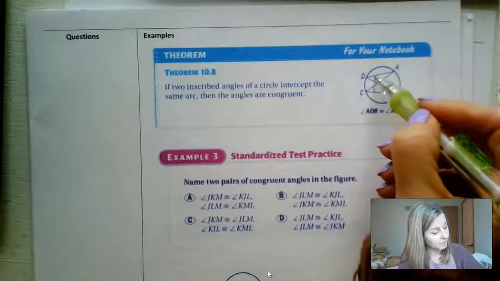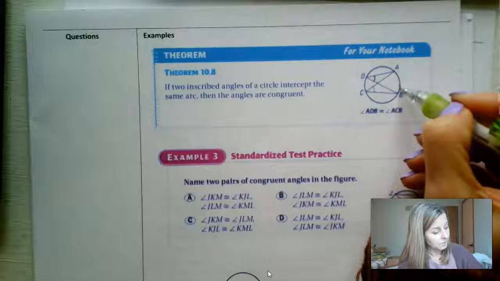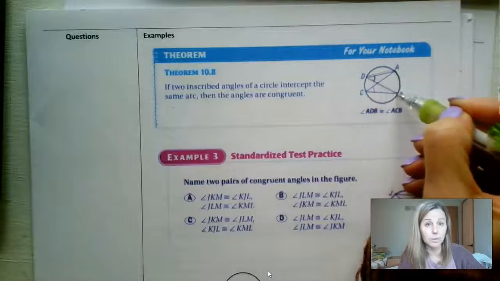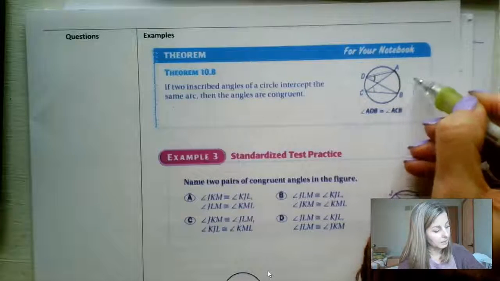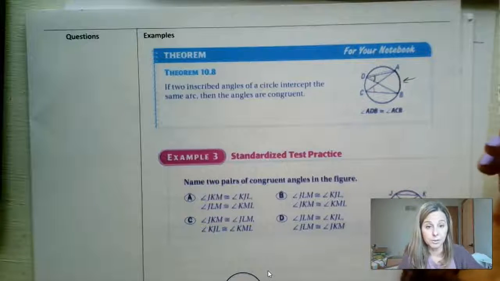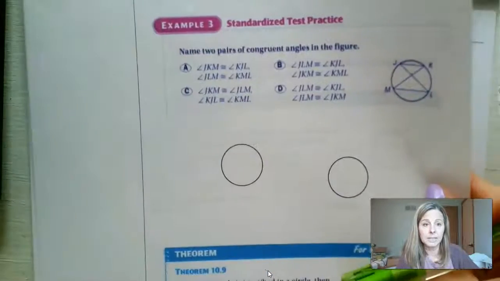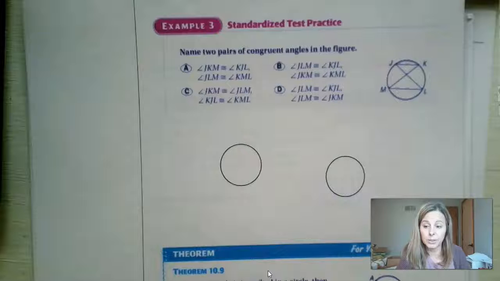So angle D right here corresponds to arc AB, because you can just trace that angle opening. And then angle C has the exact same opening. So if it has the exact same angle opening, then therefore it's going to be the exact same measure. Okay, I want you to pause this, and I would like you to run through example 3 and decide which choice is correct.